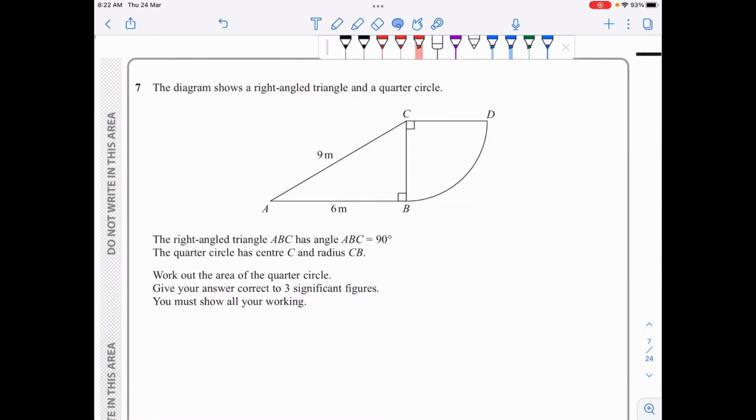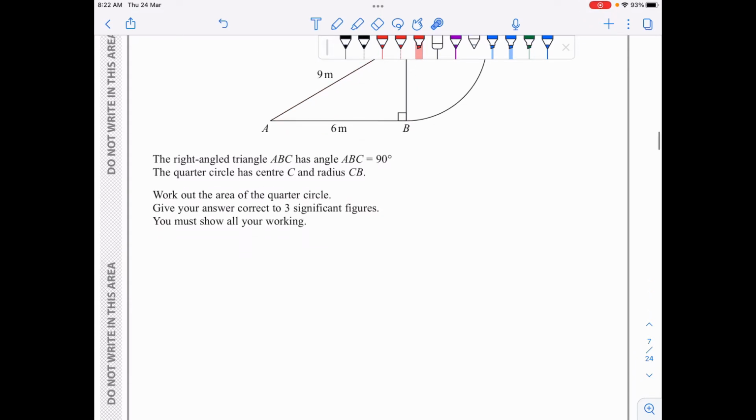Question 7, we've got a right angle triangle and a quarter circle. We need to work out the area of the quarter circle here. So obviously I need BC here because that's the radius, and I'm going to use Pythagoras' theorem in triangle ABC to do that. So I'm going to say that BC squared is hypotenuse squared minus AB squared. So we get that BC is the square root of 81 minus 36, which my calculator gives me as 3 root 5.